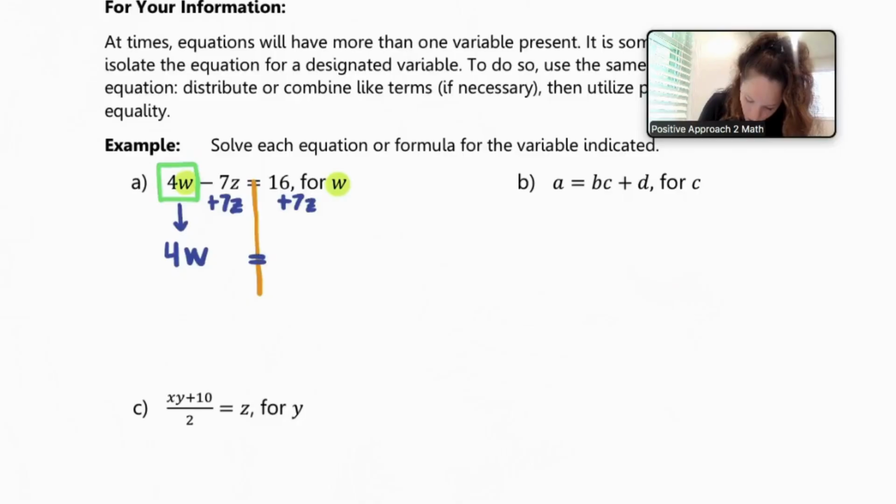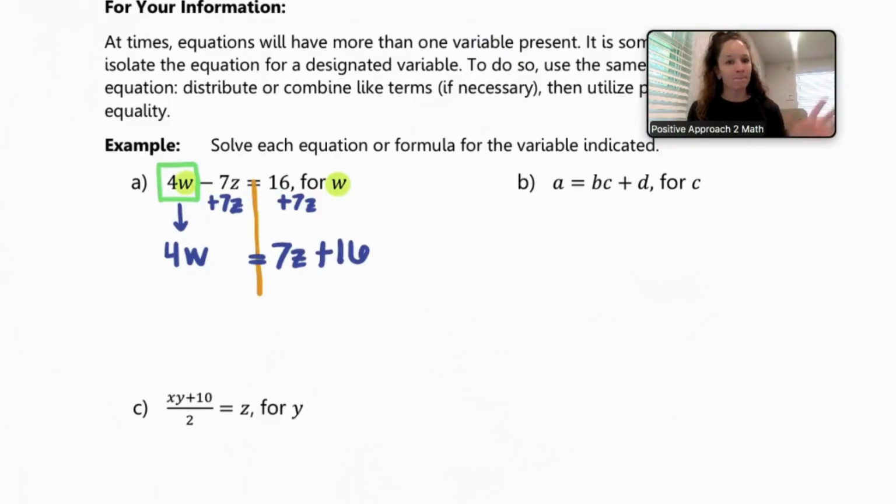Now it's up to you. You can write 16 plus 7z. What's important to note is we cannot combine them. They are not like terms. I like to write the variable first when I can, so I'm going to write 7z, it's positive, and the 16 is positive, so that will become plus 16, okay? Not terrible, right? That's what I mean when I say it looks a little different. That right-hand side, we can't simplify any further, so it does look a little scary.